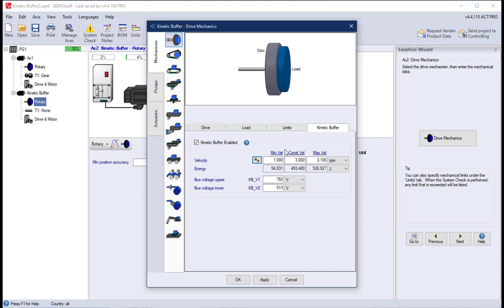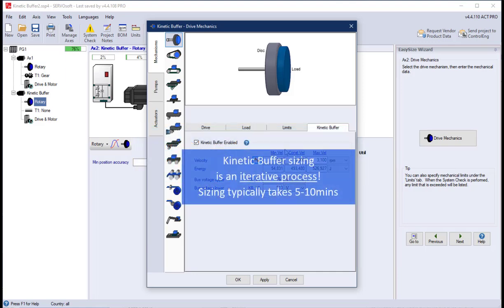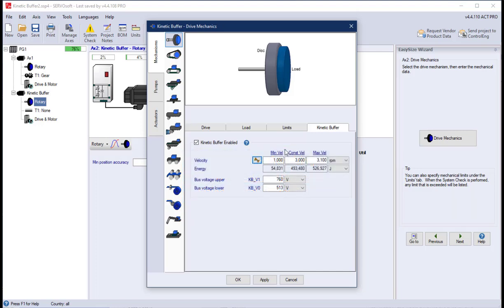But before the kinetic buffer can function properly and manage power flow to the DC bus, a motor and drive must be selected first. Kinetic buffer sizing is an iterative process. There's no way around it. That said, the entire kinetic buffer solution can be sized in about 10 minutes, as will be done in this tutorial. At this point, choosing the motor is about motor speed and inertia mismatch.